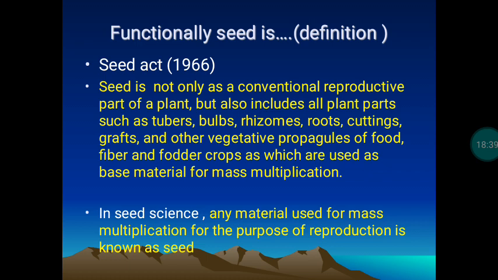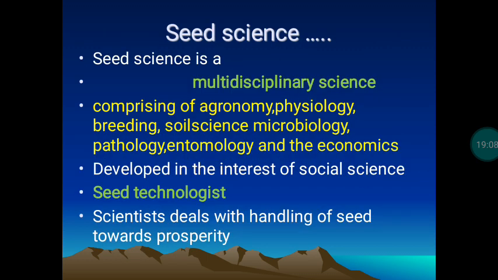Next we are going to discuss what seed science is. Any material used for mass multiplication for the purpose of reproduction is known as a seed. This is a definition given by the seed scientists. So actually any material used for mass multiplication for the purpose of reproduction is known as a seed. Now we are going to see the definition for seed science.